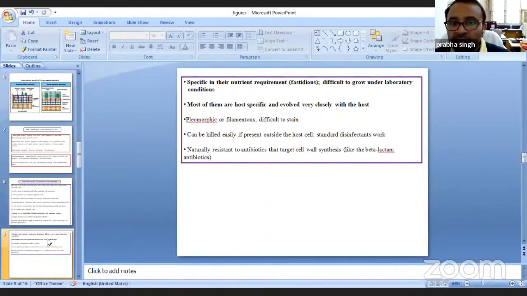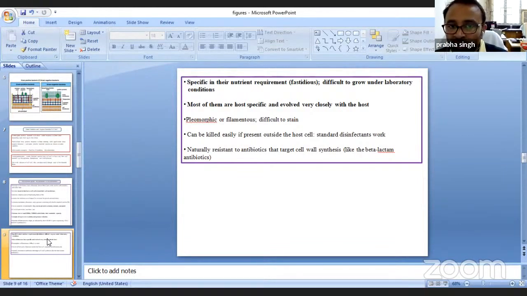Okay, so mycoplasma are very specific in their nutrient requirement and they are difficult to grow under laboratory conditions. Due to this particular property, we use a term like fastidious for mycoplasma. Fastidious का मतलब होता है they are very specific in their nutrient requirement. Since we have seen that they are parasitic, so parasitic है मतलब they require a host, right? So उनका जो इवोल्यूशन है वो होस्ट के साथ इवॉल्व हुए हैं. Most of them are host specific and they are evolved very closely with the host, right? So that's why their requirement is very much specific to the host in which they are living as a parasite.